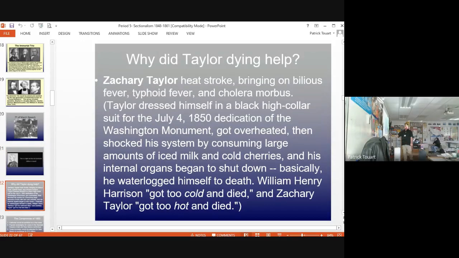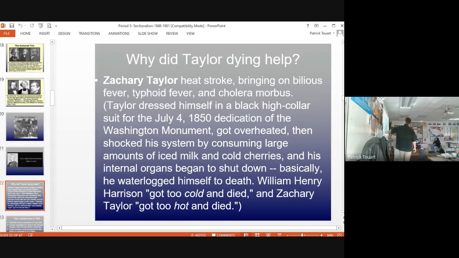So he goes and dedicates the Washington Monument. The Washington Monument, you know the one, famous? It's July 4th, 1850. And he's got a black suit on with tight collars, 4th of July, and he gives a speech, and he gets overheated. You know, he gets like sunstroke.